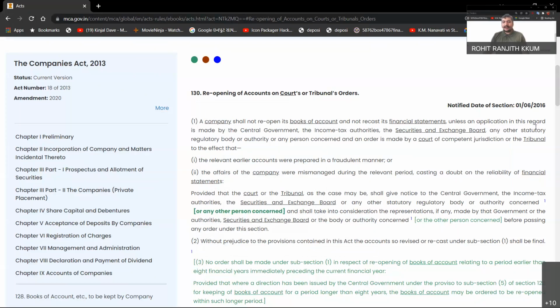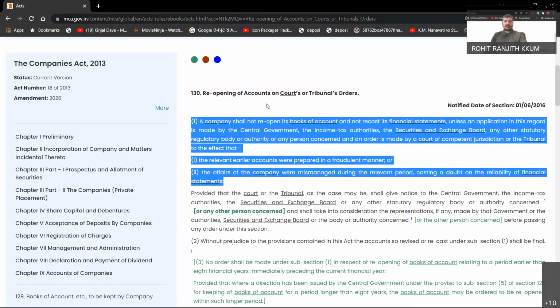in this regard is made by either the central government or income tax authority or SEBI or any other authority or any person concerned, and an order is made by the court of competent jurisdiction or the tribunal to that effect. And you have to prove that the relevant earlier accounts were prepared in a fraudulent manner, the affairs of the company were mismanaged during the relevant period, casting a doubt on the reliability of the financial statements. So, guys, is this clear?